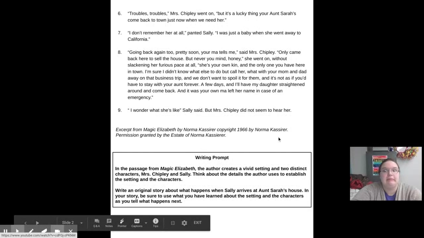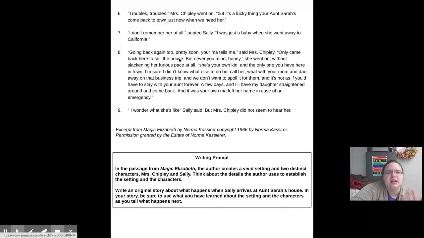Then on the next page, you see a little more here, a conversation between Sally and Miss Chipley. It's not a whole lot, but there definitely is dialogue there. If your next portion that you write has no dialogue, that doesn't make sense. The original story had dialogue in it. Your story should have dialogue in it.